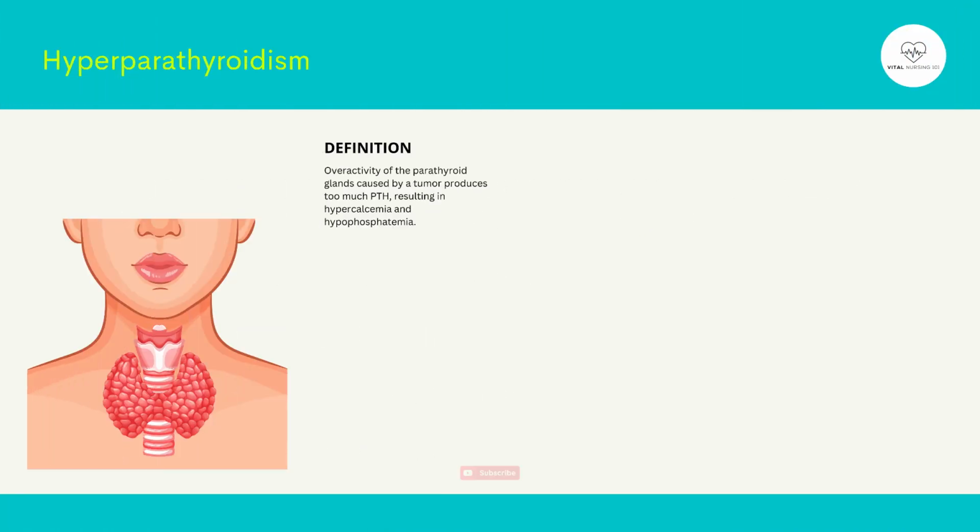Now, let's begin by first learning what hyperparathyroidism is. Hyperparathyroidism is a disorder of calcium metabolism due to overproduction of parathyroid hormone. Overactivity of the parathyroid glands caused by a tumor produces too much PTH, resulting in hypercalcemia and hypophosphatemia. Excess calcium is reabsorbed by the kidneys and may result in kidney stones.